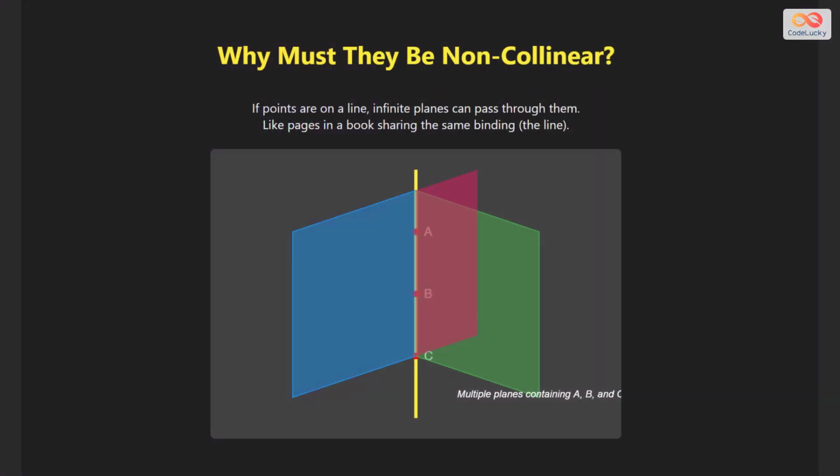Why do we insist on non-collinear points? If the points were in a straight line, like the spine of a book, an infinite number of planes could pass through them, just like the pages of a book. Non-collinear points lock the plane in place.